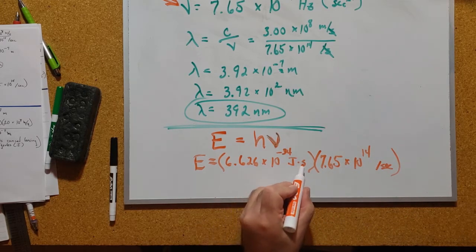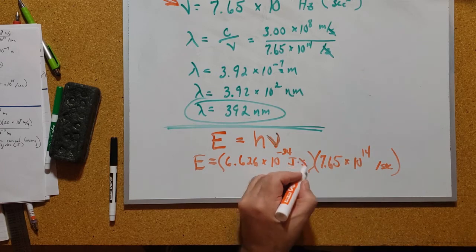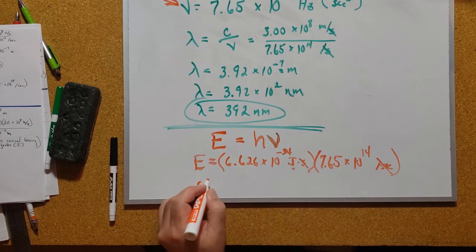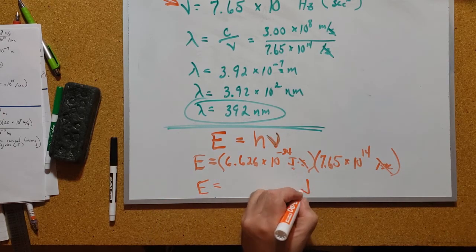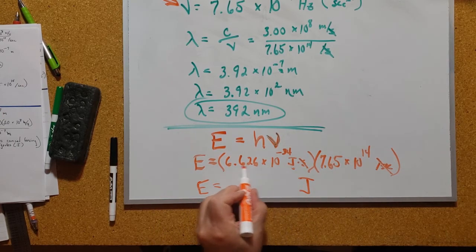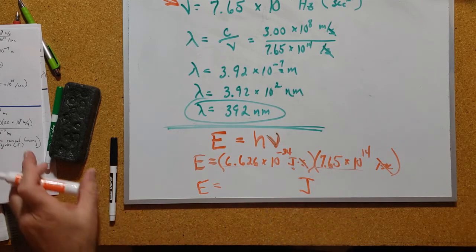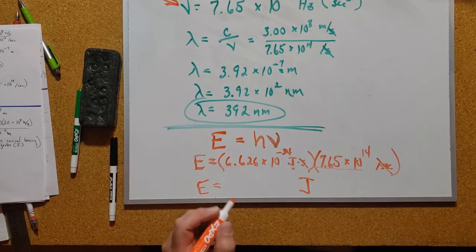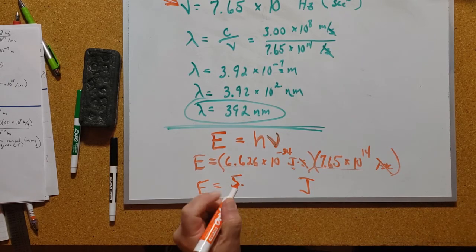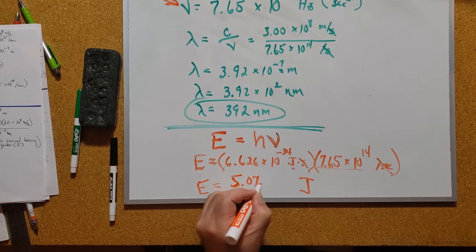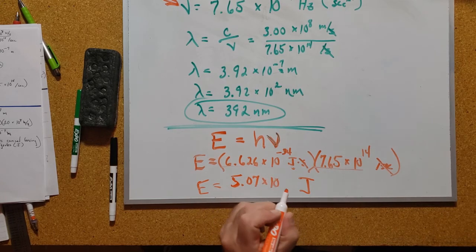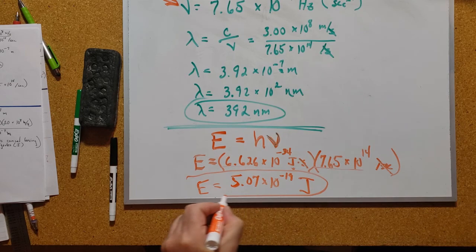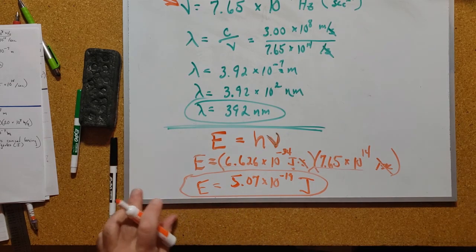Right? We have seconds here and a per second here. These guys will cancel, and I'll be left just with units of joules. So E is equal to a certain number of joules. We just multiply this number by this number, and then round it to 3 sig digs, and we will get 5.07 times 10 to the minus 19 joules. That's the answer to part B of number 4.